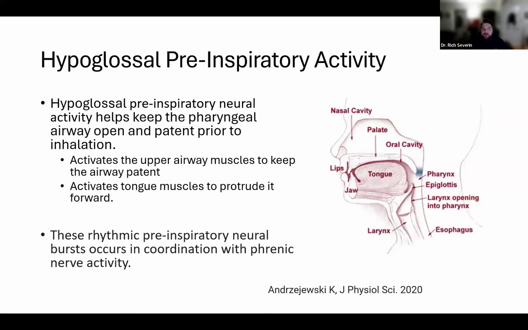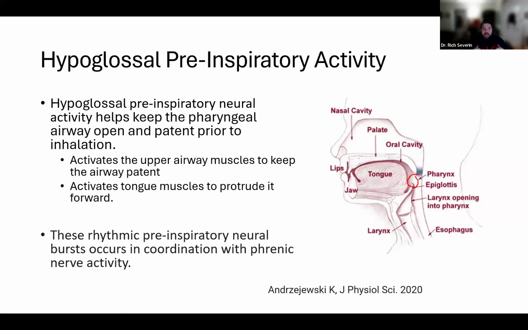We have this hypoglossal pre-inspiratory activity where essentially the muscles in our upper airways contract, which keeps the upper airways and the pharynx patent and rigid enough for air to flow in. We also have muscles that protrude the tongue forward away from the pharynx to allow air to flow in.